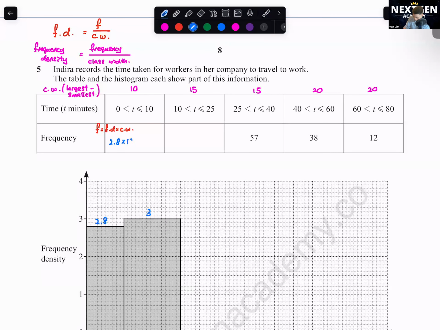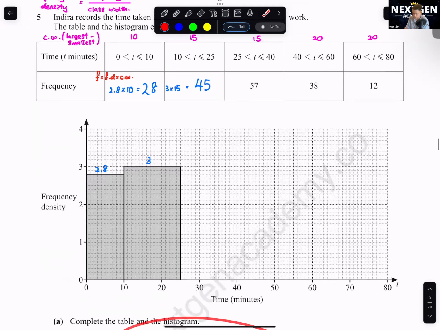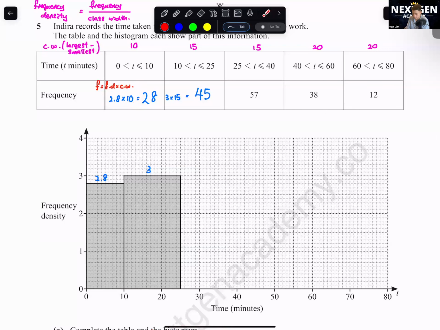2.8 multiplied by 10, this is 28. Here, 3 multiplied by 15, you'll get 45 here. Okay. You can write the working somewhere else. Okay, don't put everything here. I just put it here so it's easy for you all to see.